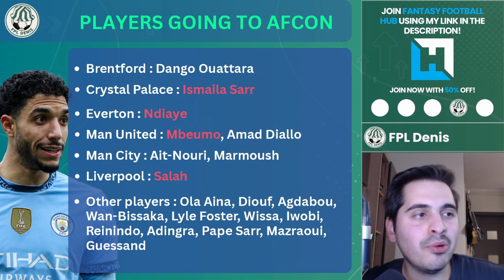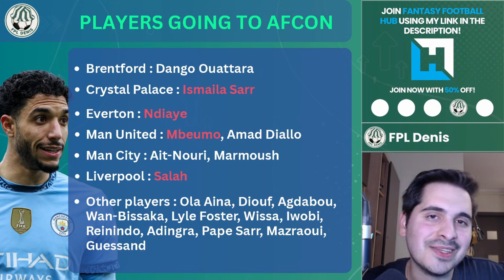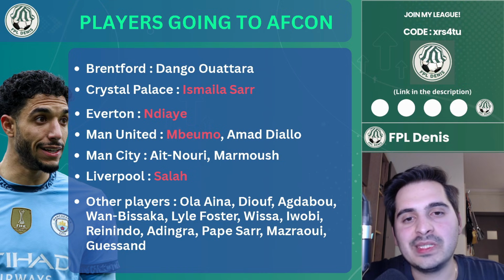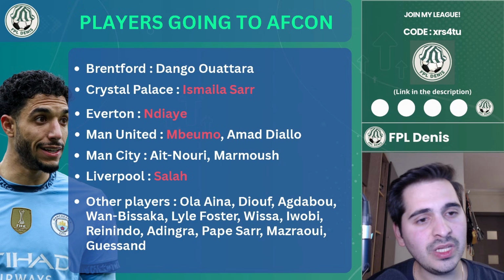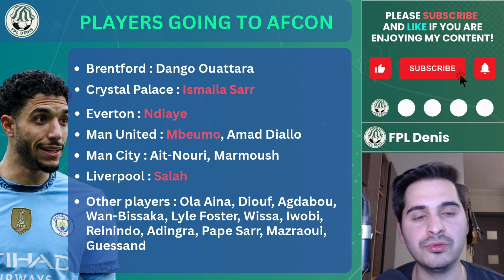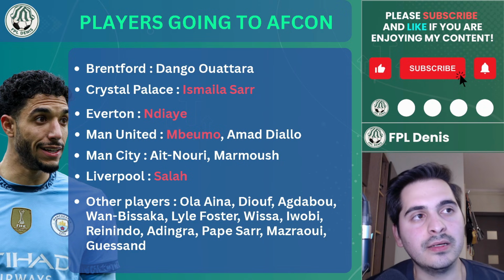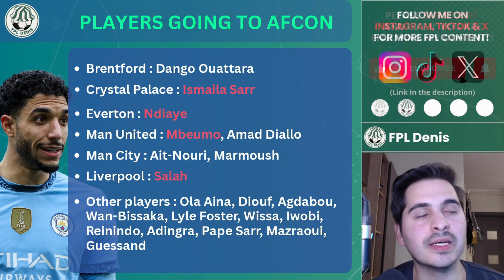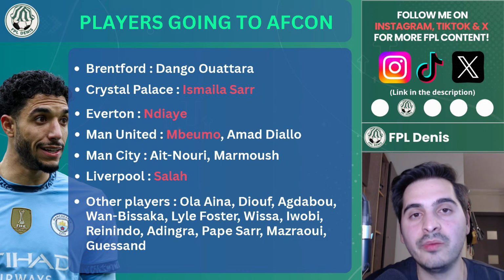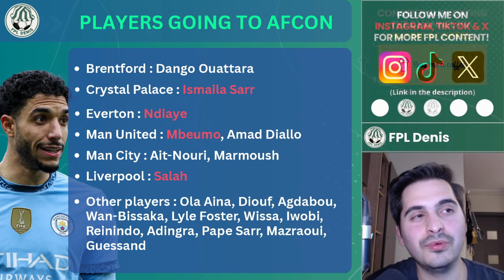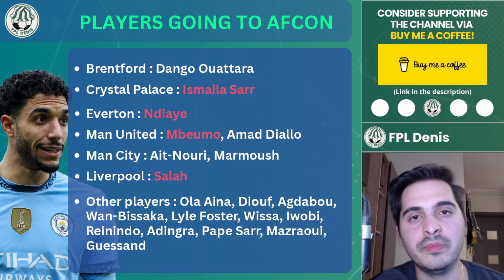Reinildo, Adingra from Sunderland, Pape Sarr from Spurs, Mazraoui from Manchester United, and Gessand from Aston Villa. But again, at the moment, I just don't think that you're going to be looking to buy any of these players, honestly. So yeah, the main idea from this video, from this whole list, again, you need to make a strategy. What are you going to do? When are you going to use your free hit in game week 13, game week 15? Again, let's talk a little bit about the free hit, because if you're going to use your free hit in game week 15, in game week 16, obviously you're going to have 5 free transfers. So you need to be sure what you want to do before this tournament is going to start.